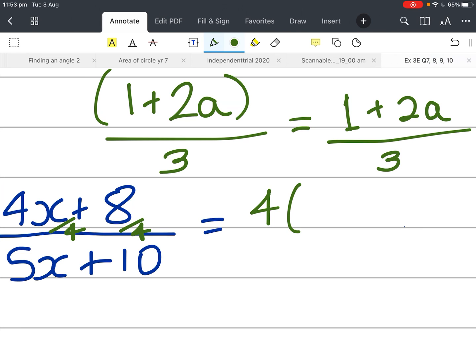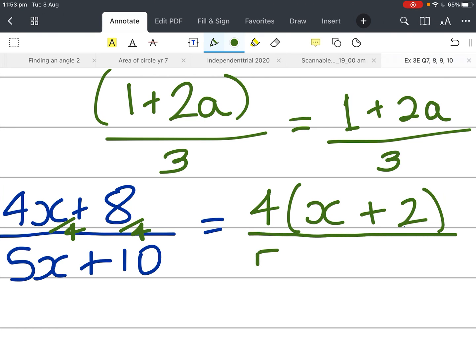4x divided by 4 leaves me with just x. There's a plus in the middle, so I'm going to put a plus. And 4 goes into 8 twice. So there's my first bit. Now let's factorise the bottom. Pardon me. 5x plus 10. What's the number that goes into 5 and 10? Look at the smaller number. 5 goes into 5, doesn't it? So 5 can go out.